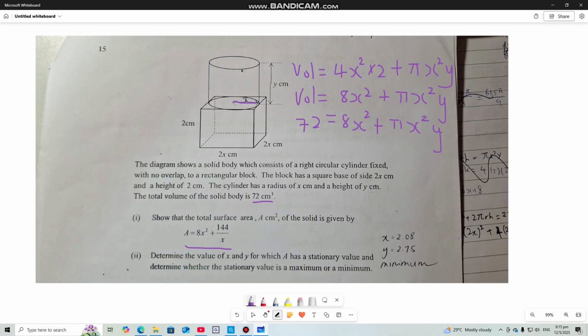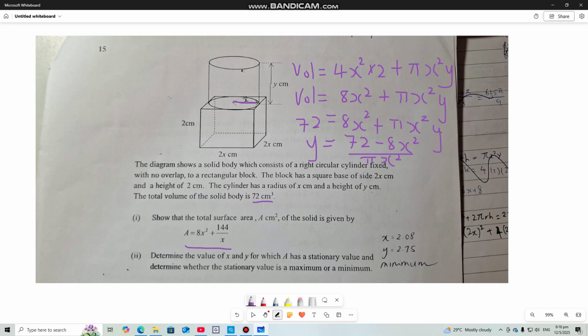So what exactly is y? If I can do that, my y is technically going to be 72 minus 8x squared, divided by pi x squared. Okay, so this is the y that we are supposed to express first. Alright, so this is what you are supposed to use as y.